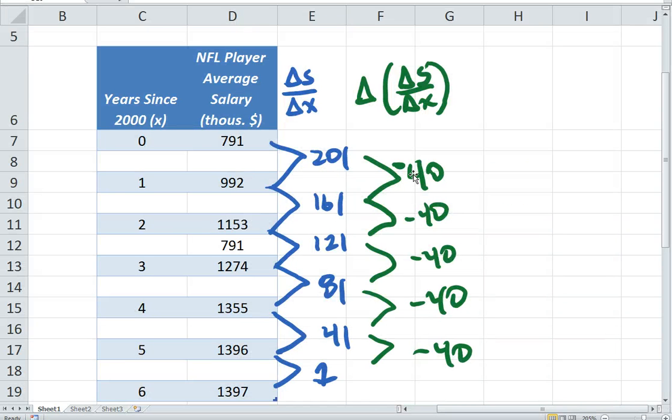Now graphically, we could provide our sketch by thinking about it in much the same way. Our starting value is 791. Our slope is initially really big, at 201, but it begins to level out until they virtually get no raise.